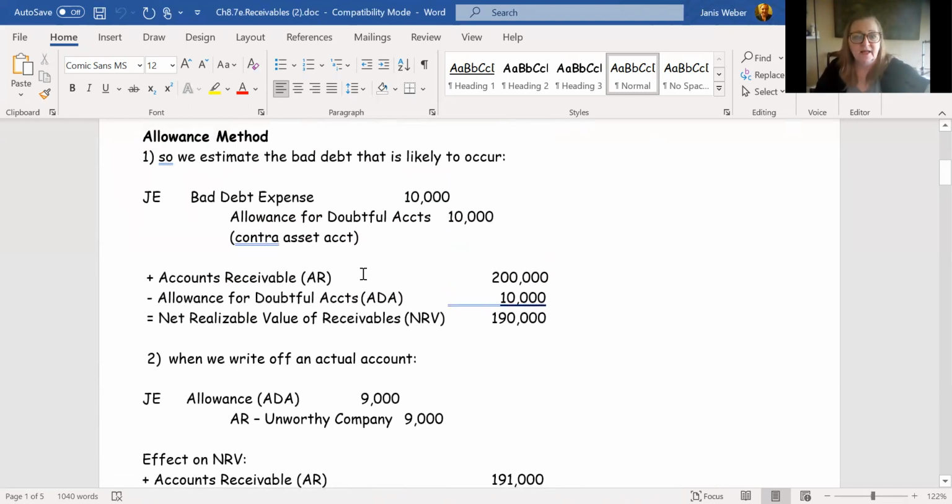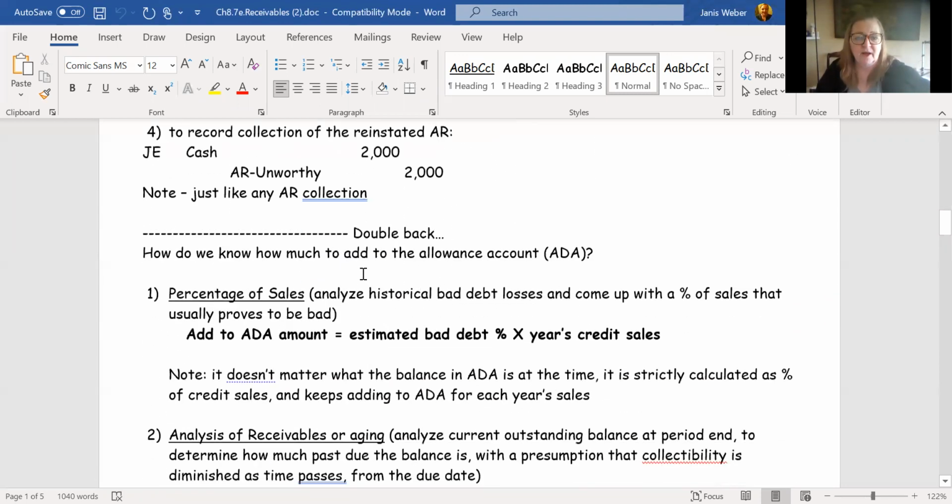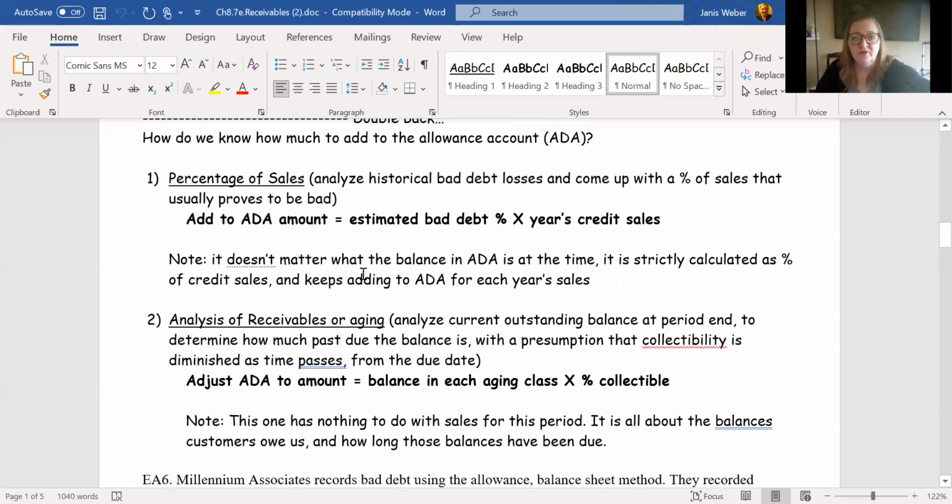Okay, now we talked about the fact that we're going to make a journal entry back here to debit bad debts and credit allowance account, but we didn't say how we're going to calculate that. So let's go back to that now. There's two methods for calculating the bad debt expense and the corresponding entry to allowance for doubtfuls. And that is the percentage of sales method or the analysis of receivables.